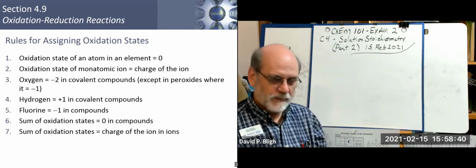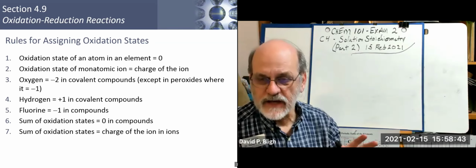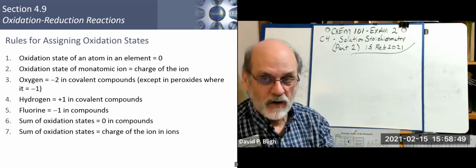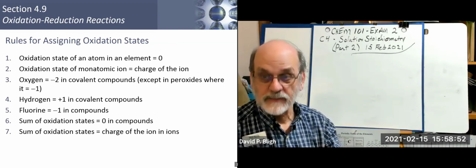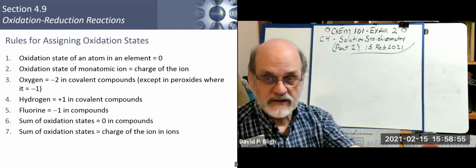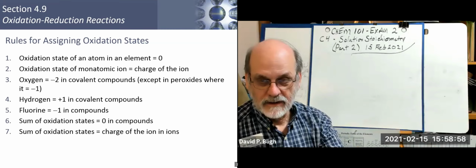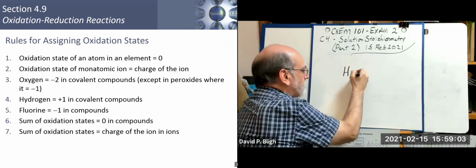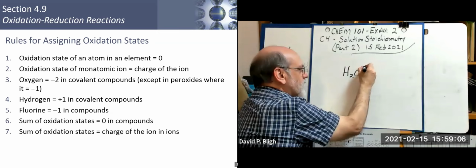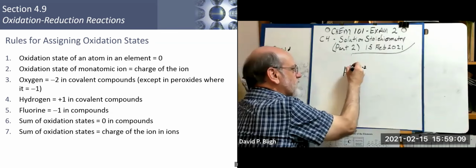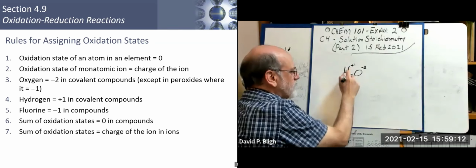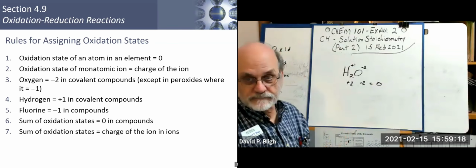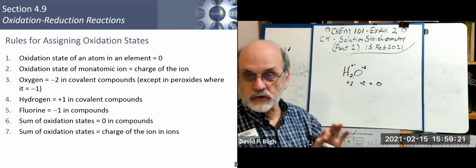Rule number 6. When you add up all of the oxidation states times how many of them there are, like if you have multiple atoms of an element, a subscript, then you have to multiply that times the oxidation state for that element. Then they have to add up to 0. We'll do a simple one like water. Oxygen is -2. Hydrogen is +1, so 2 times +1 is +2, and a -2 equals 0. And that's the way it is for neutral compounds.